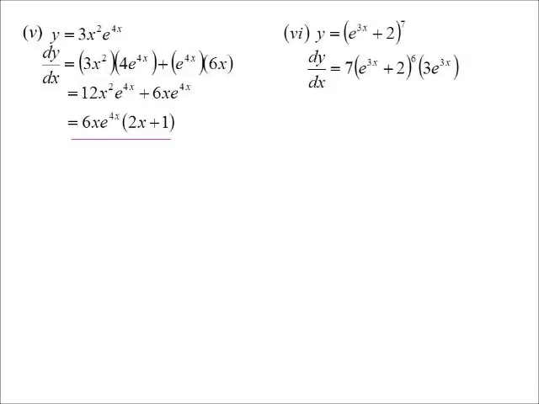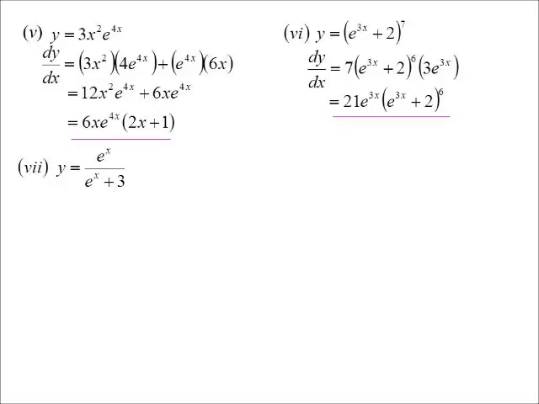Bring down the power. So 7 comes out to the front, lower that power 6, put the boot in, 3e to the 3x, tidy that one up. There we go, 21e to the 3x. So all the rules are the same, just another function to play with.